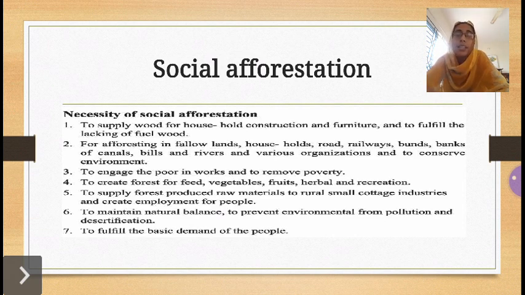To maintain a natural balance, to prevent the environment from pollution and desertification. It is an important issue. More trees means we can get more oxygen, we can get a purer environment. To fulfill the basic demand of people. So it is important, it fulfills the basic demand. What is the basic demand of the people? I think it is food.